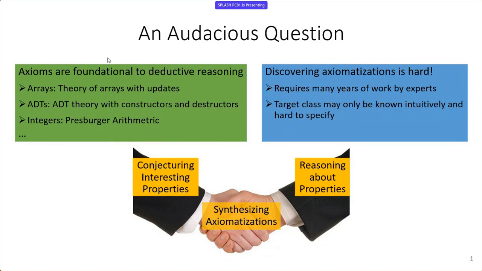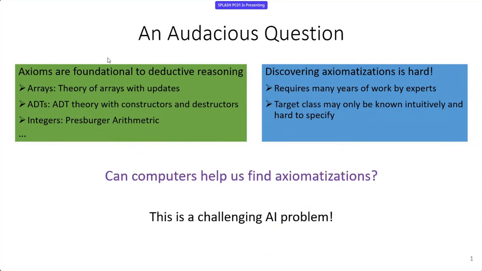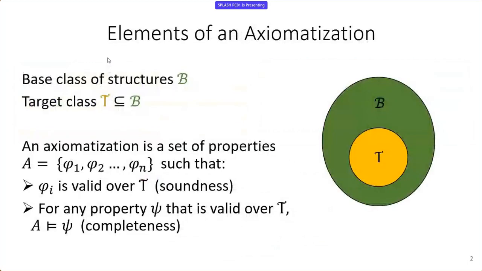And so, knowing that there have been improvements and knowing that these two are the kinds of things that are required to synthesize axiomatizations, in this work, we asked the perhaps fantastical, even audacious question, can computers help us find axiomatizations? And that's what I'm going to talk to you about for the rest of this talk.